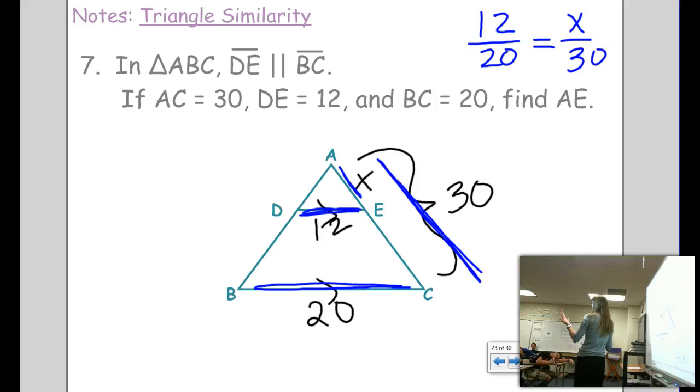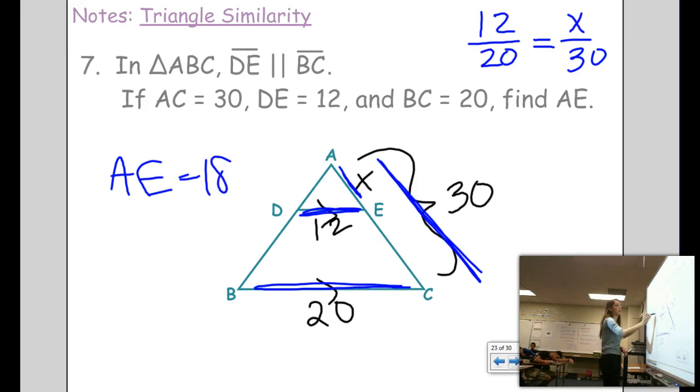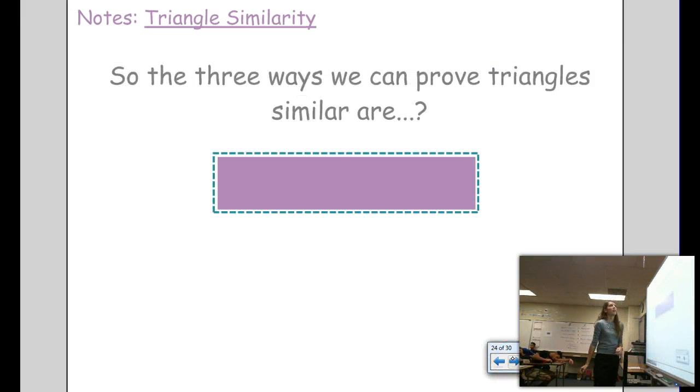Gotcha. Last chance. 18. Very good. The answer is 18. 12 times 30 divided by 20. AE is 18. All right, we are at the end of the lesson.